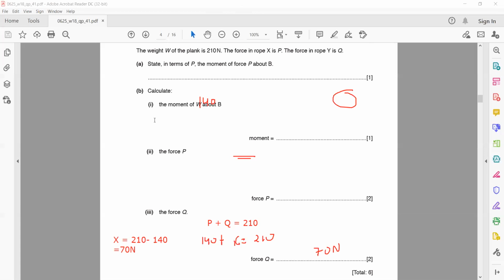This x is not about the force, this is about the unknown x.